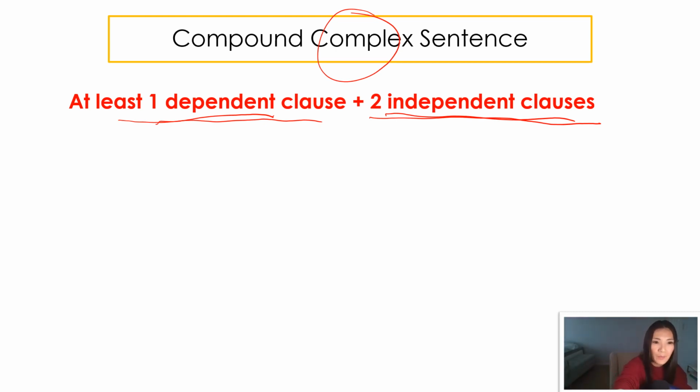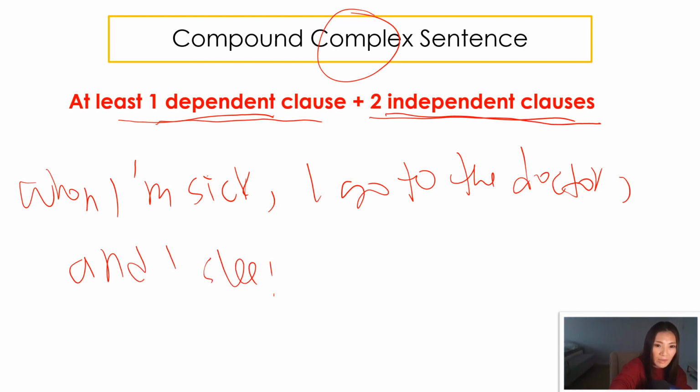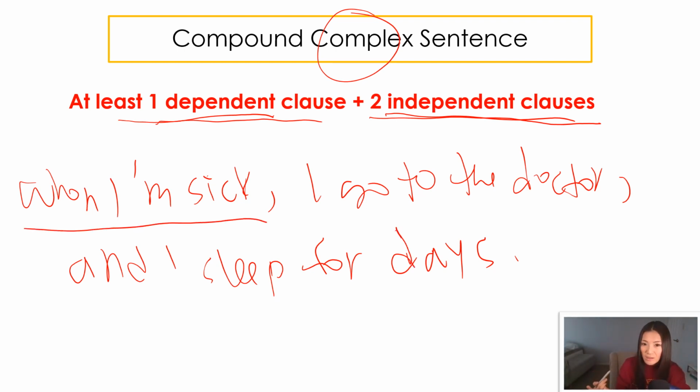For example, when I'm sick, I go to the doctor, comma, and I sleep 4 days. When I'm sick is my dependent clause. And then we're going to have two independent clauses. I go to the doctor and I sleep for days. Both of these are independent clauses. So again, compound complex is just going to mix it all together. One dependent and two independent clauses.